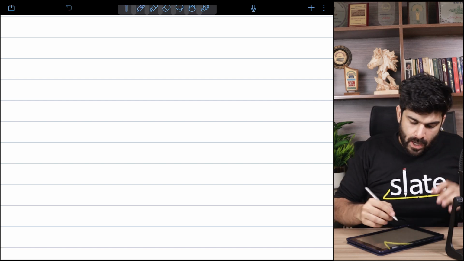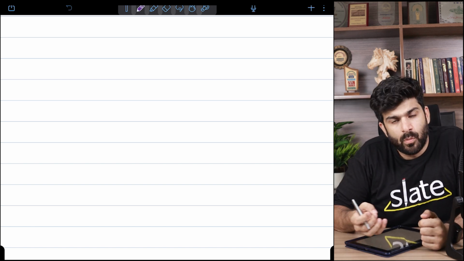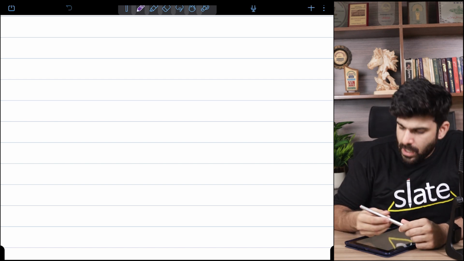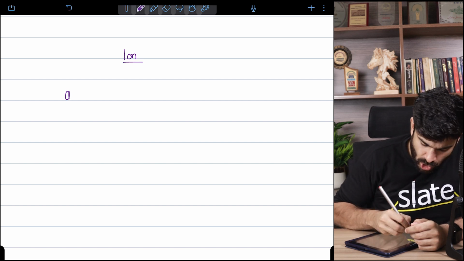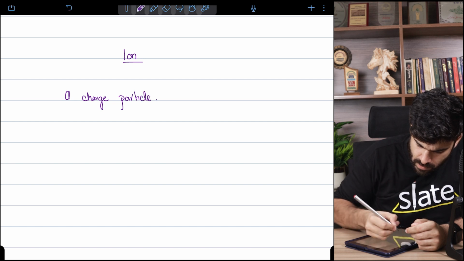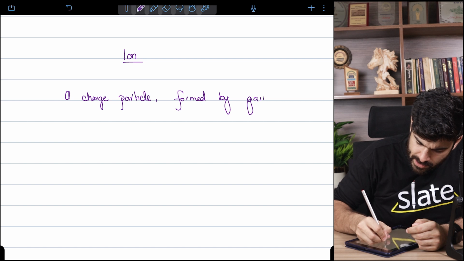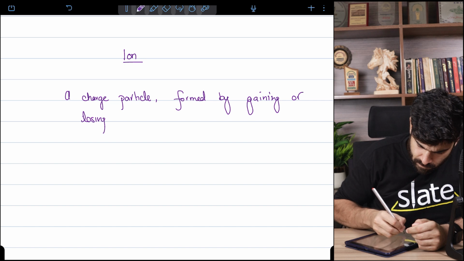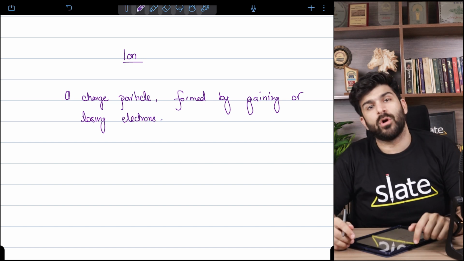But then, after that we have done the electronic configurations. Now let's see, what do we have in addition to that? We have ions here. What was an ion? An ion was a charged particle formed by gaining or losing electrons. It's a charged particle which is formed by gaining or losing electrons.